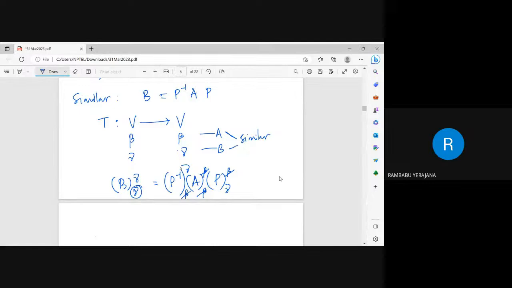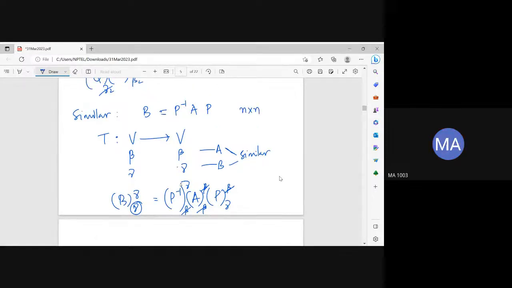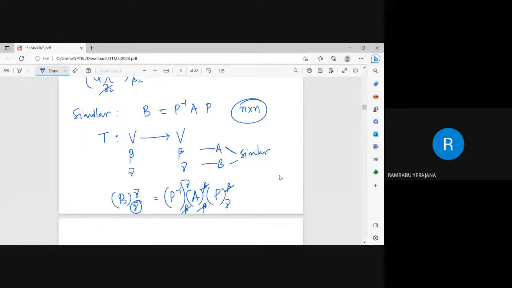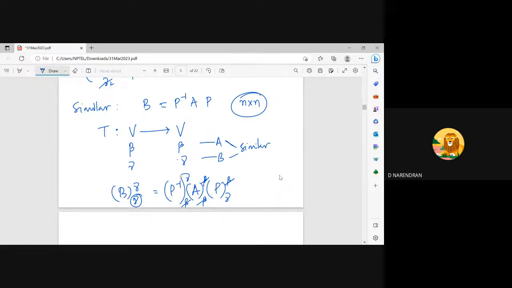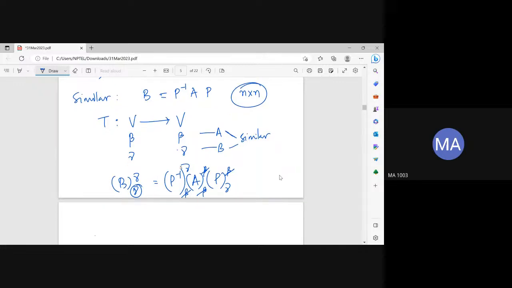Domain and codomain are the same vector space. Yes, because for similar matrices, you have n cross n, only square matrices. So within the same vector space, we are finding whether two matrices are similar or not. If the vector space is different, it cannot happen, no, madam? No. Even if you have T from V to W, and the rank is the same, it's not similar at all. Rank in the sense you mean dimension, right? No, even then, same dimension but different vector spaces cannot have similar matrices. But actually, you know, finite dimensional vector spaces. Okay, let's not get to that. We'll stick to our syllabus only.